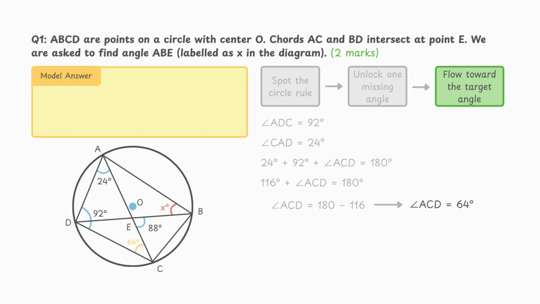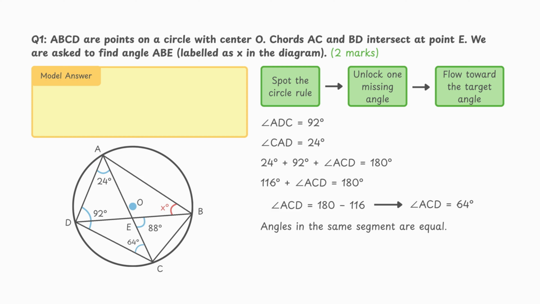Now look at angle ACD, the one we just found. Notice that angle ACD and angle ABE both stand on the same chord, AD. They are both looking at the same arc of the circle. This means we can apply the key rule. Angles in the same segment are equal, so angle ACD is equal to angle ABE. Since angle ACD is 64 degrees, angle ABE must also be 64 degrees.